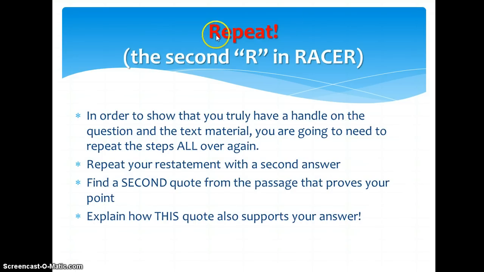The last R, the second R in RACER, is repeat. In order to show that you truly have a handle on the question and the text material, you are going to need to repeat all of the steps all over again. Repeat your restatement with a second answer. Find a second quote from the passage that proves your point, and explain how this quote also supports your answer.